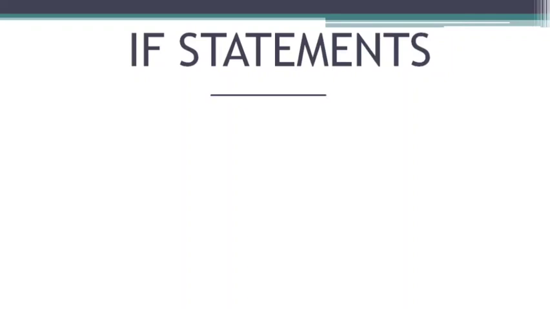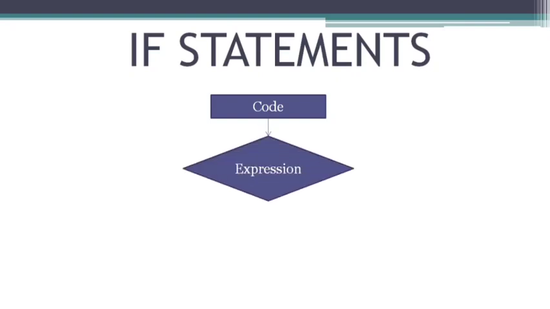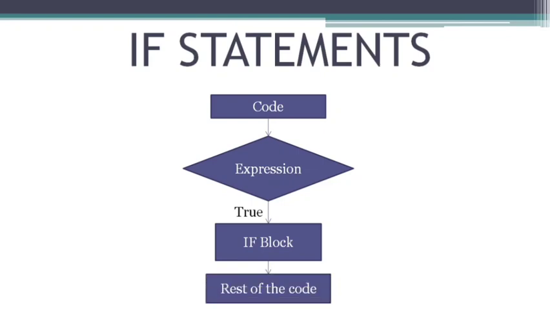So this is the start of the code. Whenever you have to make a decision, you enter the expression which checks if the condition is true or false. If the expression is true, it will go inside the if block and execute the code within the if block and then continue to the rest of the code. But if the expression is evaluated to false, it never enters the if block and directly goes to the rest of the code.